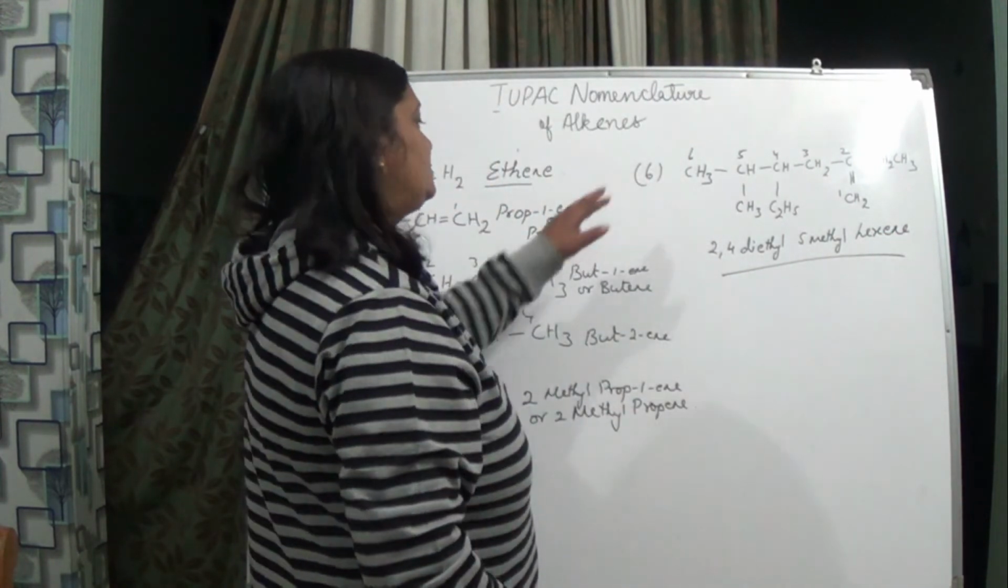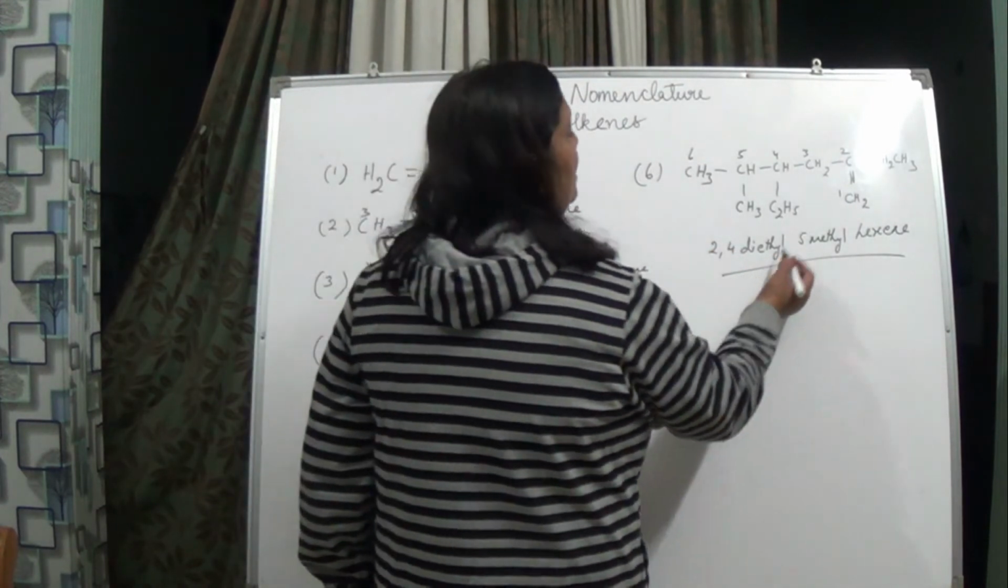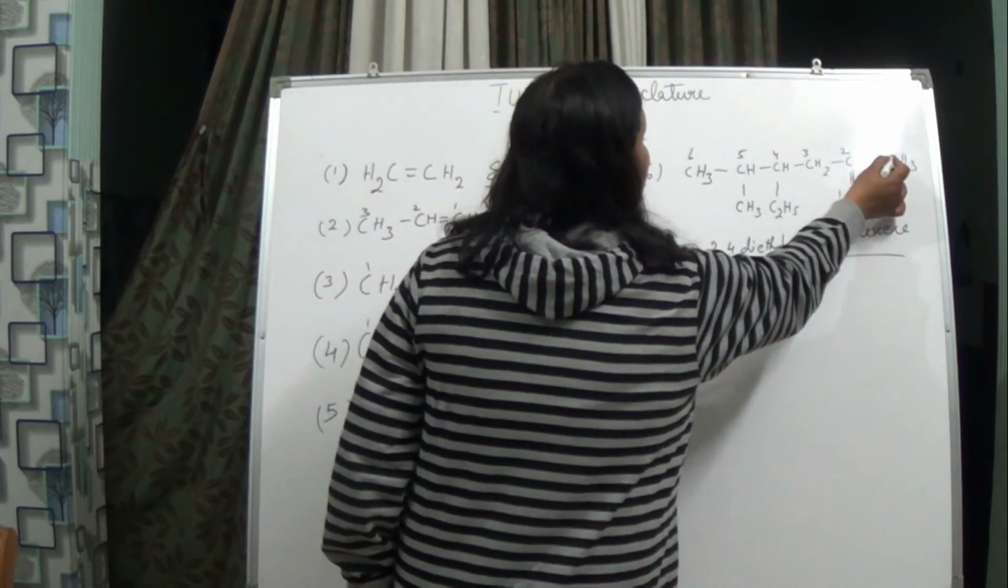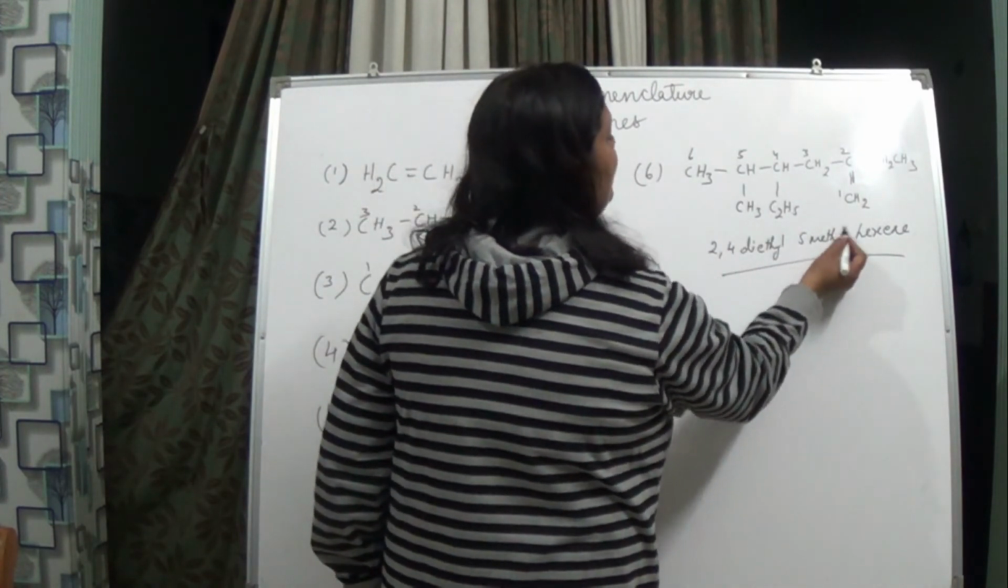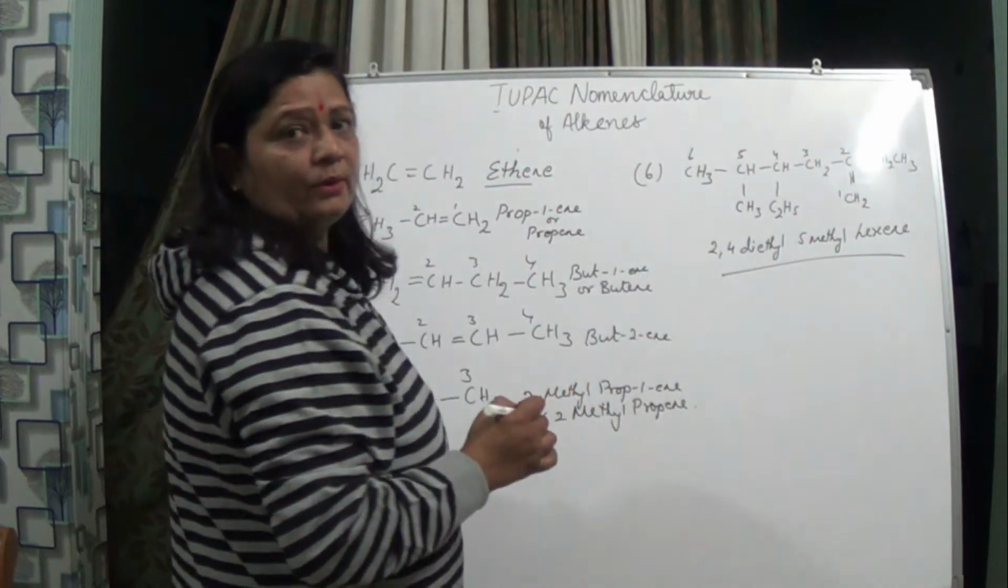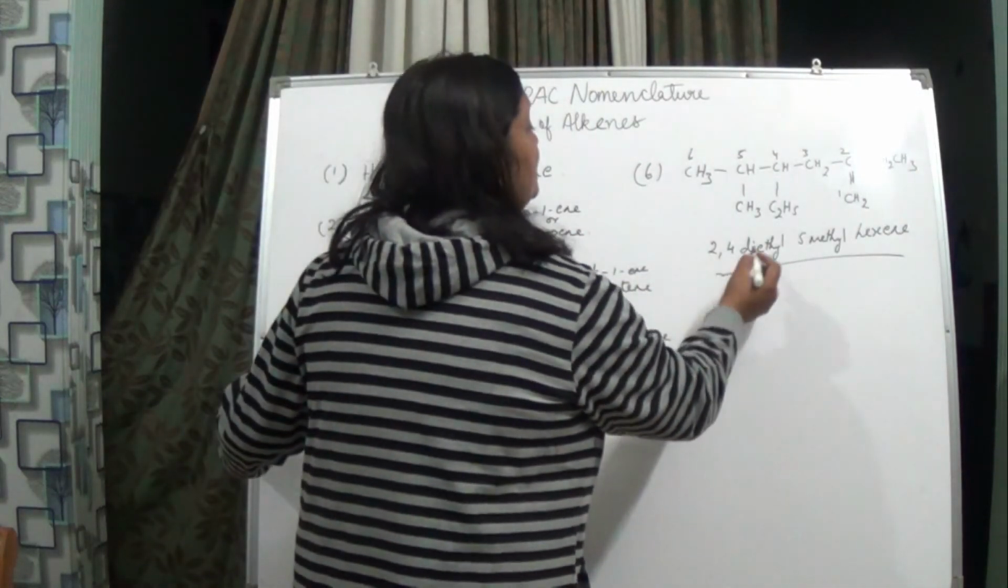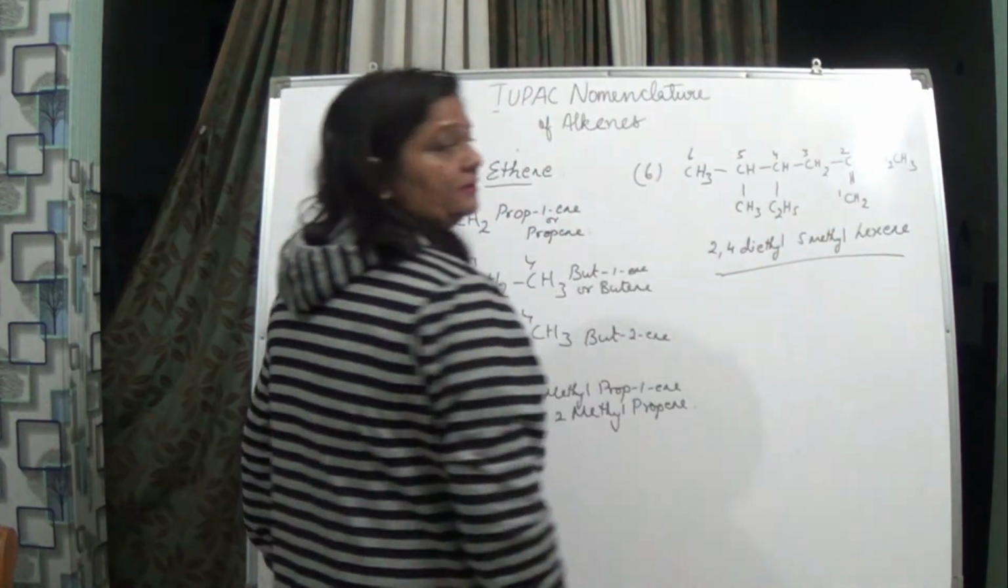This is the name of this compound: 2,4-diethyl. The 2 is the second position where it is present, and at the fourth position branching is present. So it is 2,4-diethyl 5-methyl hexene, hexene because of the double bond.